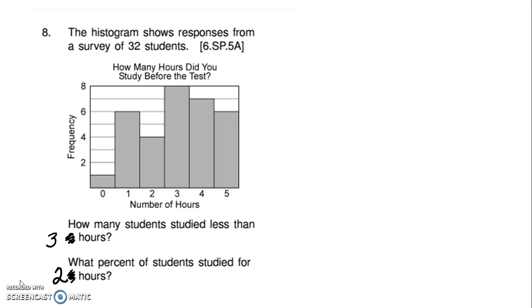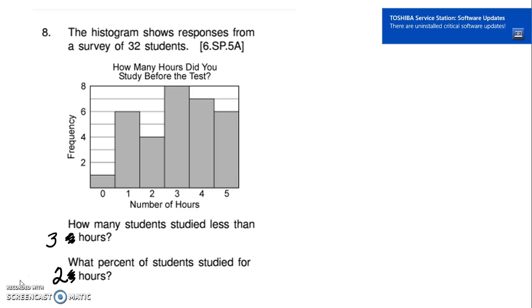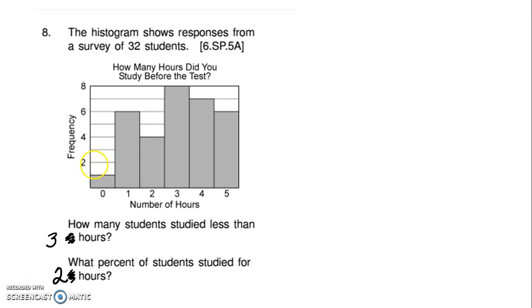So for number 8, it says the histogram shows responses from a survey of 32 students. So we know there's a total of 32 students who responded. And it says, how many hours did you study before the test? Frequency means the number of students who responded to that amount, and along the bottom, number of hours. So this must be 1, this must be 3, that must be 5, that must be 7. So before I even do this problem, I want to decipher what the graph means.